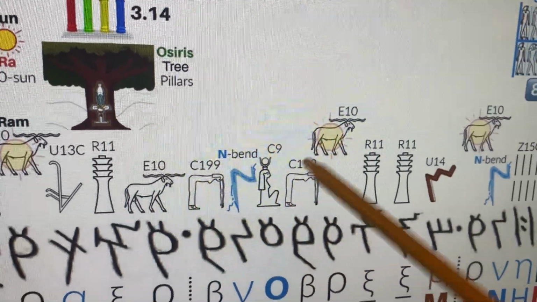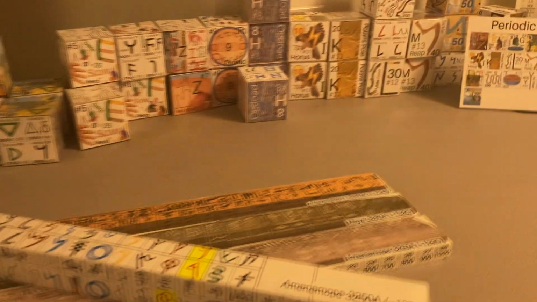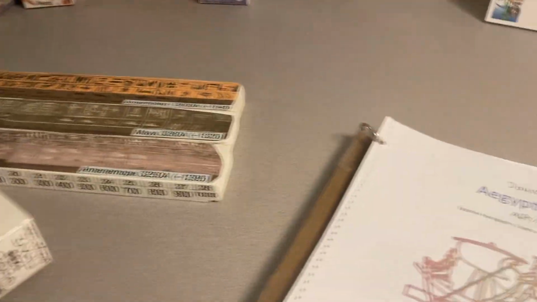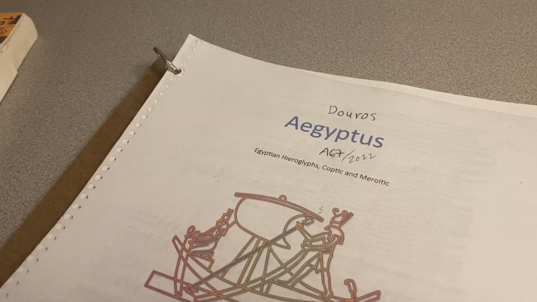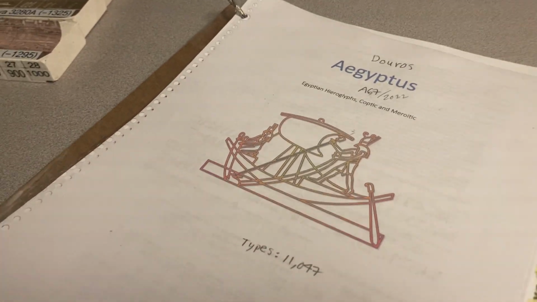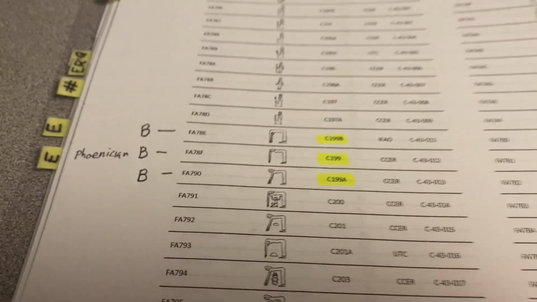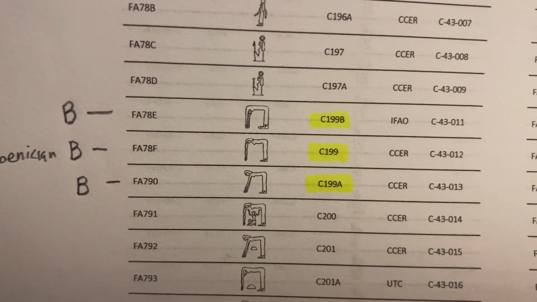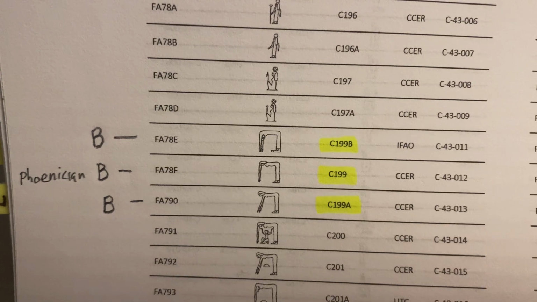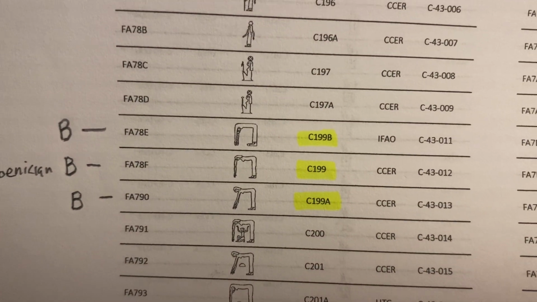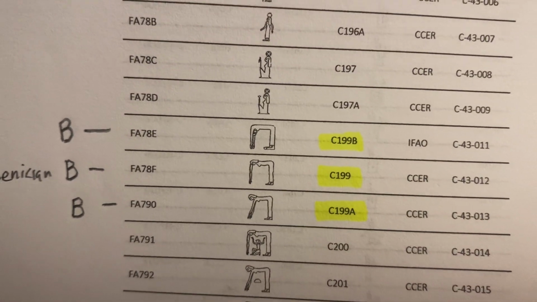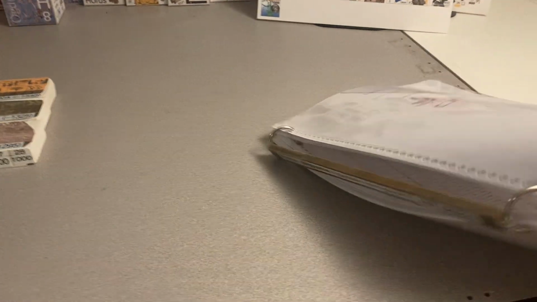So these new glyphs just came to me from the so-called Description of Egypt manual, where if we go to B, C199 is the horned Phoenician B. So this is new information for me. I just printed it in the last week or two.